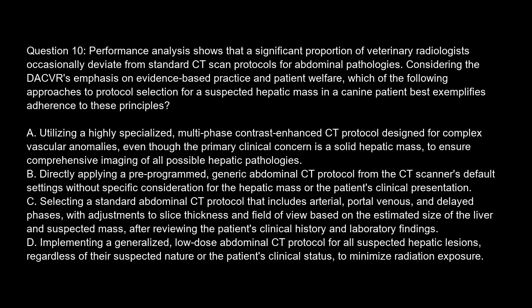Option C. Selecting a standard abdominal CT protocol that includes arterial, portal venous, and delayed phases, with adjustments to slice thickness and field of view based on the estimated size of the liver and suspected mass, after reviewing the patient's clinical history and laboratory findings. Option D. Implementing a generalized, low-dose abdominal CT protocol for all suspected hepatic lesions, regardless of their suspected nature or the patient's clinical status, to minimize radiation exposure.